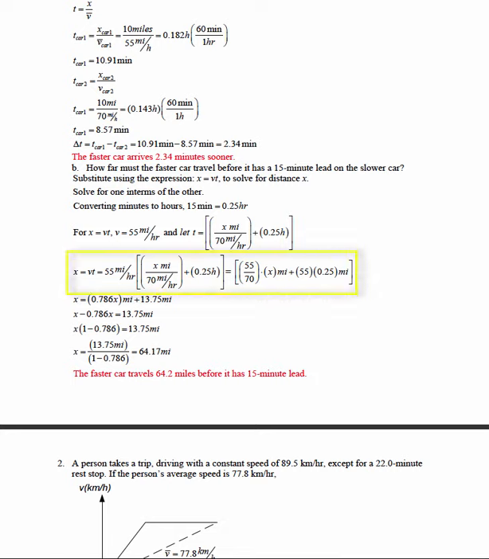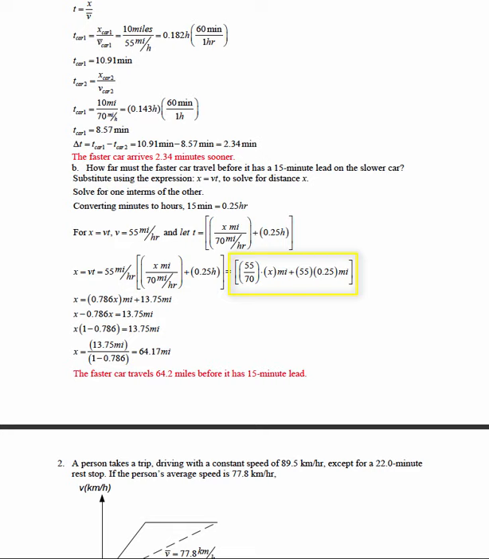So let's take the expression, x is equal to velocity times time. Now we have one in terms of the other. We have a time value that we're going to insert into the expression: 55 miles per hour times x miles divided by 70 miles per hour for the second car, plus the 15-minute lead. So we end up with 55 over 70. Those are just numbers, so we can factor them out.